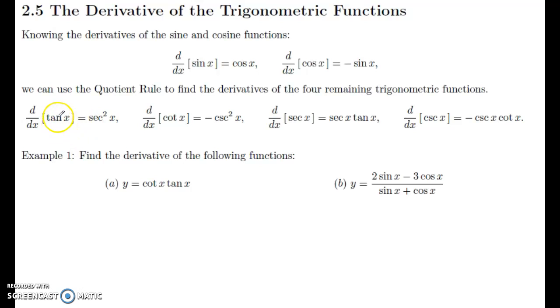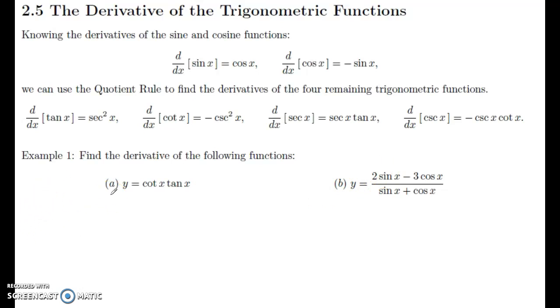So the derivative of tangent of x is secant squared of x. The derivative of cotangent of x is negative cosecant squared of x. The derivative of secant of x is secant x times tangent x, and the derivative of cosecant of x equals negative cosecant x times cotangent x. Based on these rules, we can find the derivative of functions involving trigonometric functions.